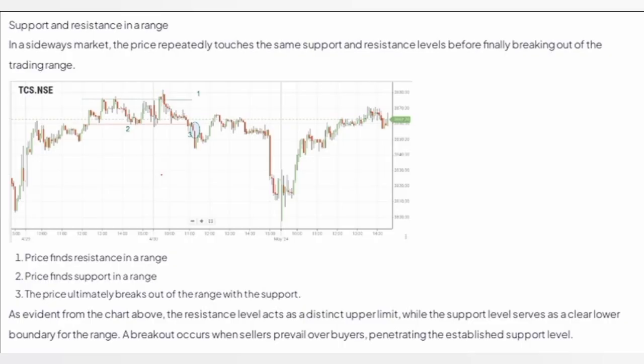Support and resistance in a range. In a sideways market, the price repeatedly touches the same support and resistance levels before finally breaking out of the trading range. Price finds resistance in a range. Price finds support in a range. The price ultimately breaks out of the range with the support. As evident from the chart above, the resistance level acts as a distinct upper limit, while the support level serves as a clear lower boundary for the range. A breakout occurs when sellers prevail over buyers, penetrating the established support level.